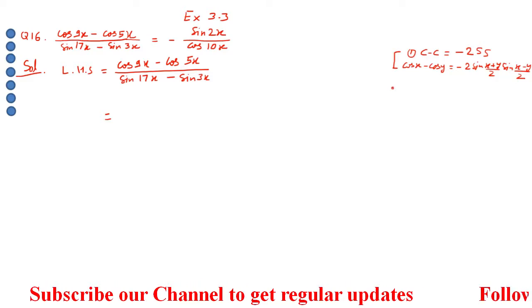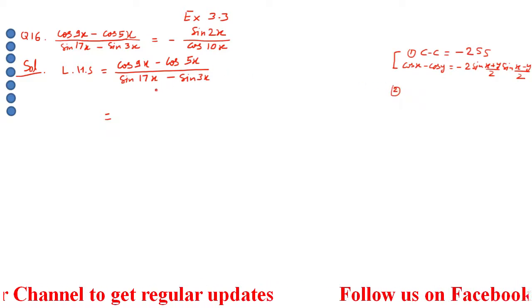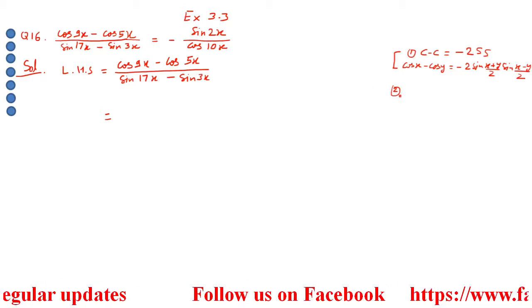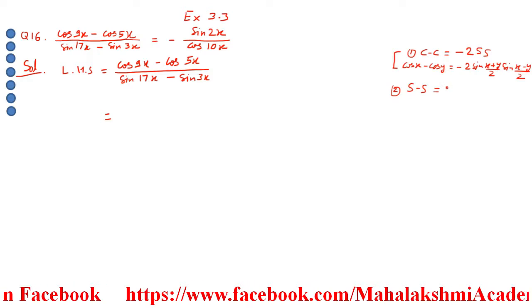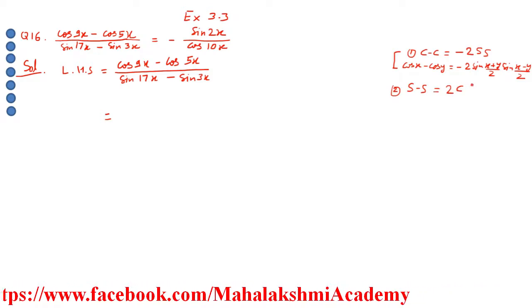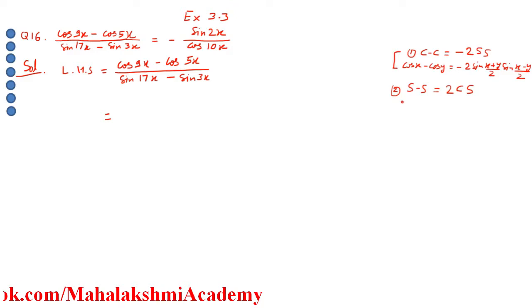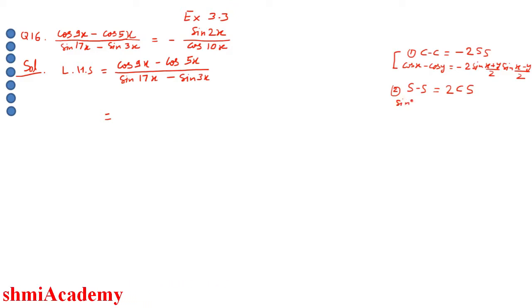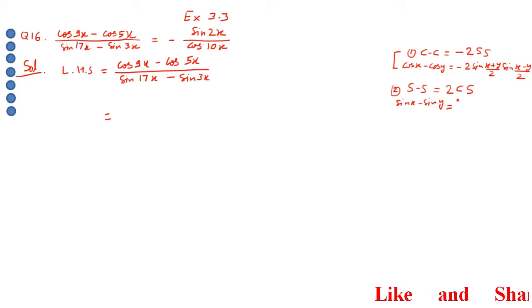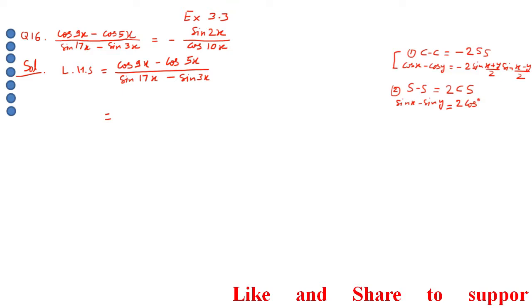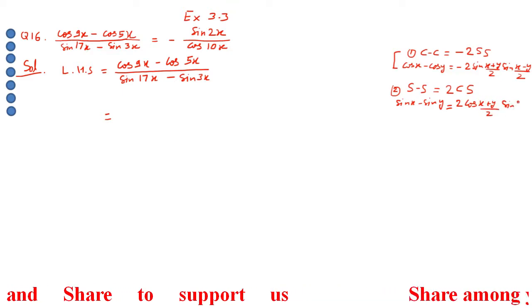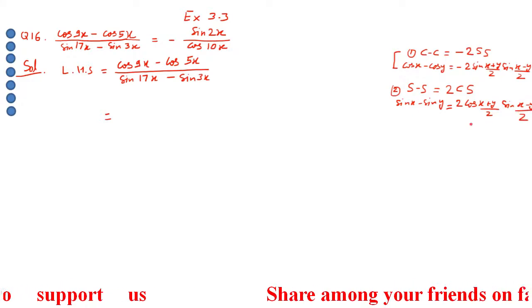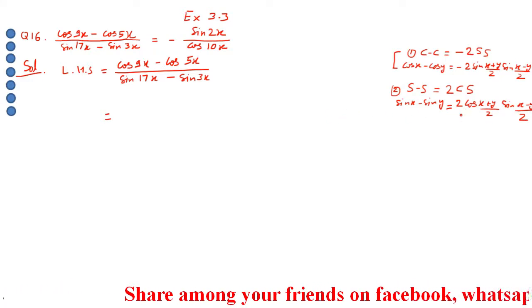The second formula which we are going to use is S minus S, and for S minus S the formula is 2 cos sin. The meaning of this formula is, when the question is in the form of sin x minus sin y, that time we have to use the formula 2 cos (x plus y) upon 2 and then sin (x minus y) upon 2. So I hope both formulas are clear to you.